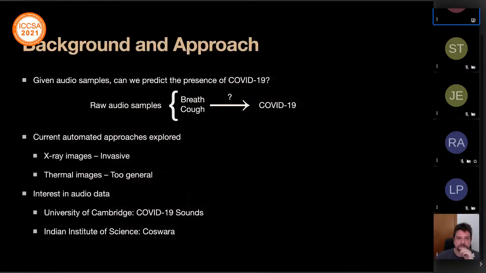So first, about the background and the approach. Given that we have audio samples of breathing and coughing of individuals, can we partition the group into individuals without COVID, also known as the normal class, and individuals with COVID?